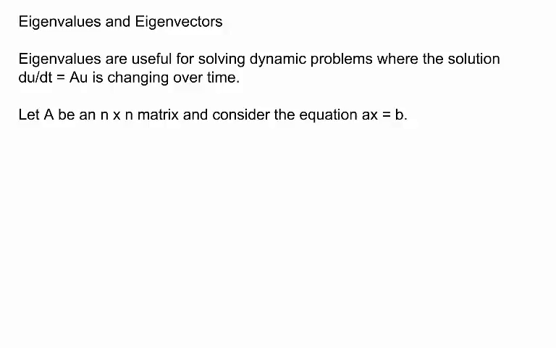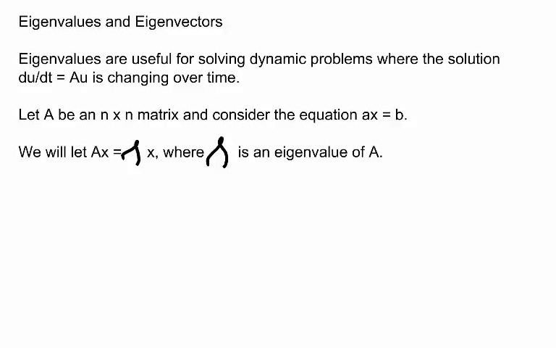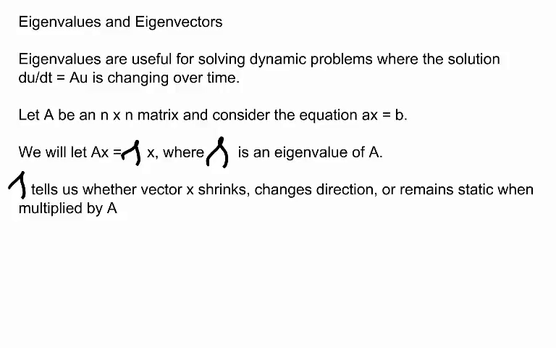Let A be an n by n matrix and consider the equation Ax = b. We will let Ax = λx, where λ is an eigenvalue of A. Lambda tells us whether vector x shrinks, changes direction, or remains static when multiplied by A.